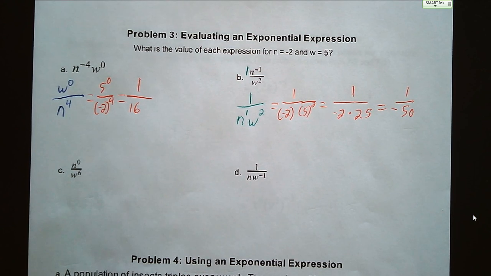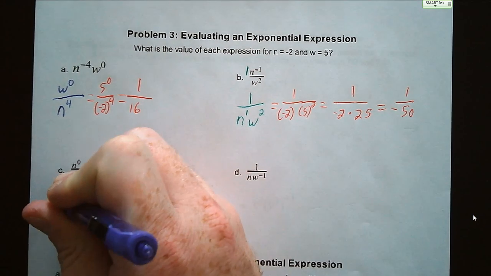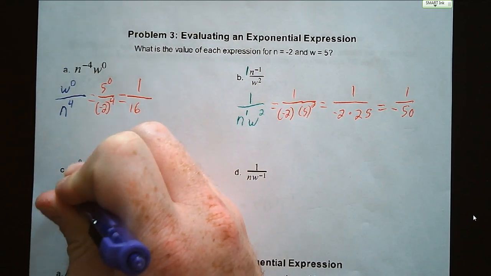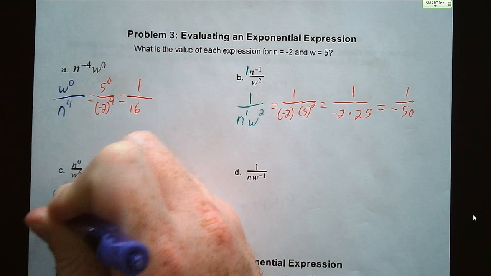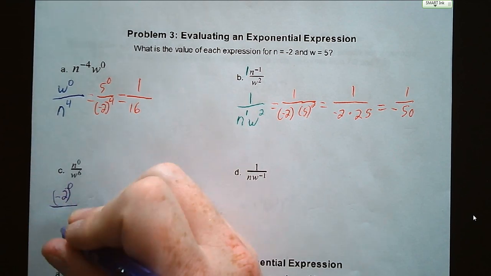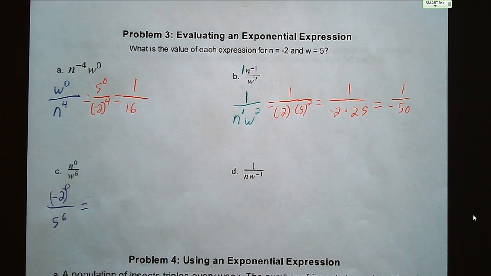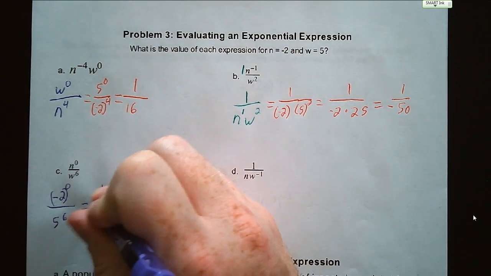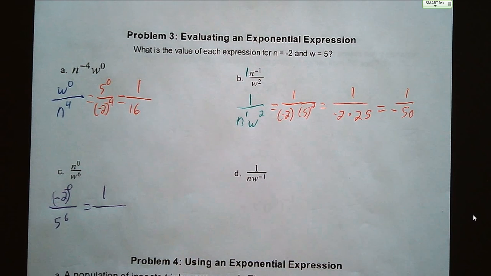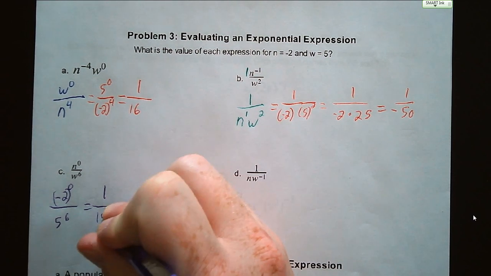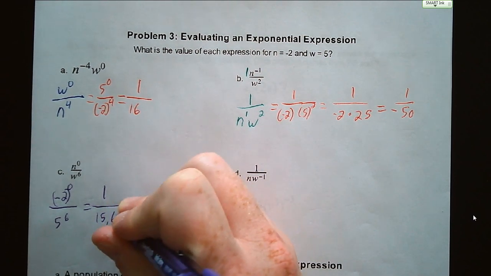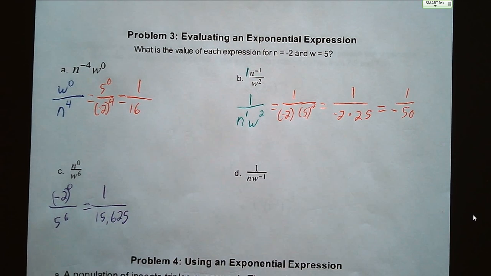So n to the 0 power, w to the 6th power, those are already where we need them to be. They're already positive exponents. So we're going to substitute in our values. We have negative 2 to the 0 power over 5 to the 6th power. Anything to the 0 power is 1. 5 to the 6th power is 15,625.